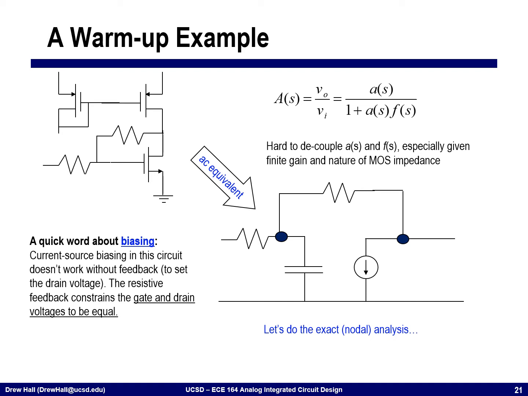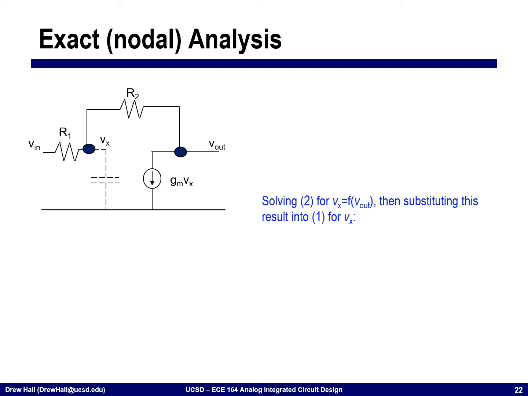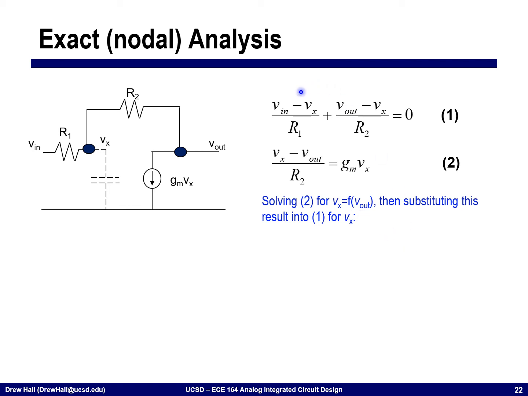So let's resort to the simplest thing. Let's go back and do exact KCL, KVL, and then we'll build this up and analyze this circuit a slightly different way. All right, so using this expression, we can write out 2 equations. I can do KCL at Vx, and so I can say that Vn minus Vx divided by R1 plus V out minus Vx divided by R2 is equal to 0.